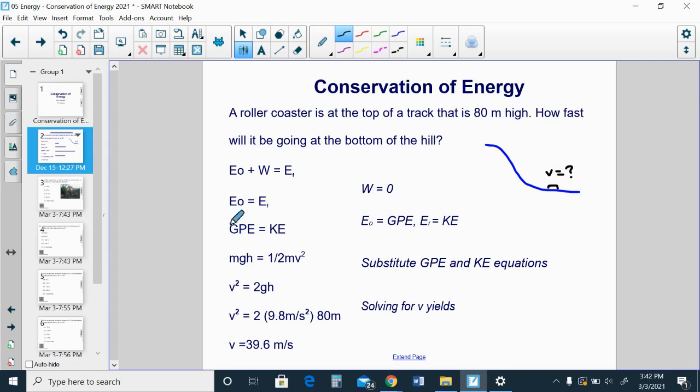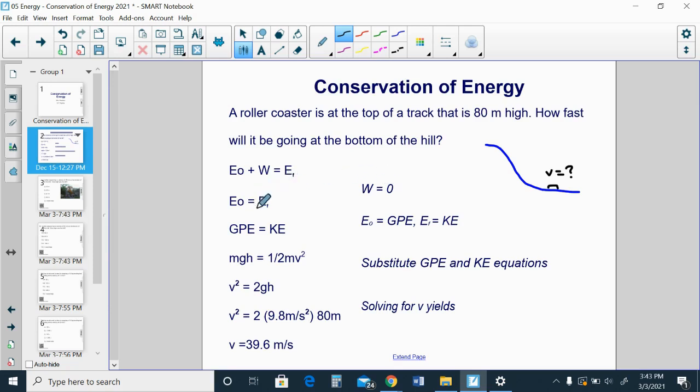So looking at the energy equation here, or the conservation of energy, we know that if we have an initial energy and then we perform work, which would add energy to the system, that would equal a certain final energy that would be greater than the initial. If we did negative work, that would remove energy, and you would end up with a final energy lower than initial. But in this case, the initial energy is going to be equal to the final energy, since work is going to be equal to zero. We're not applying work to the object.